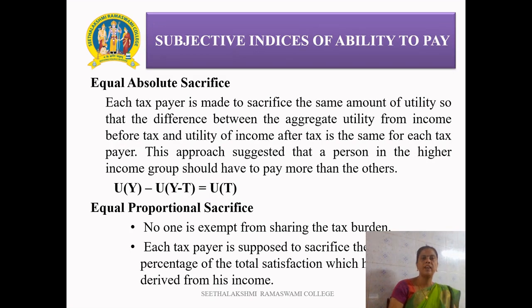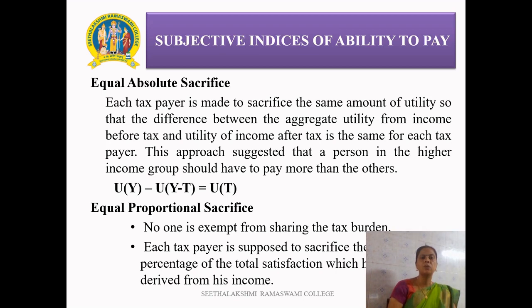Equal absolute sacrifice. It means each taxpayer is made to sacrifice the same amount of utility, so that the difference between the aggregate utility from income before tax and utility of income after tax is the same for each taxpayer. This approach suggests that a person in the higher income group should have to pay more than the others. It is symbolically expressed as U(Y) minus U(Y minus T) equals U(T).